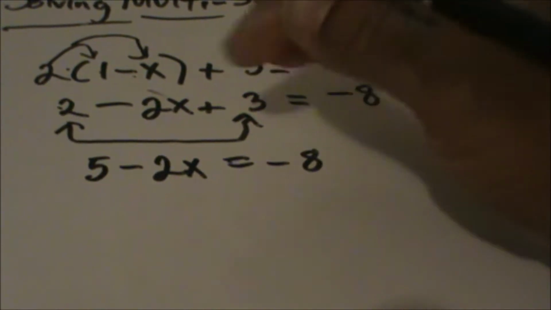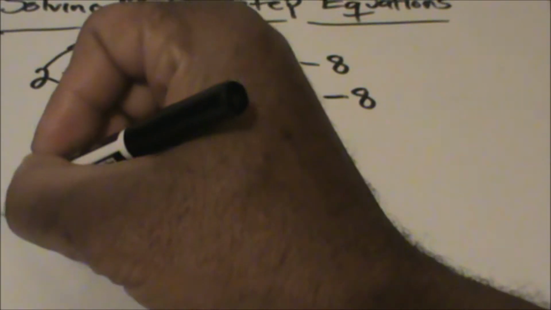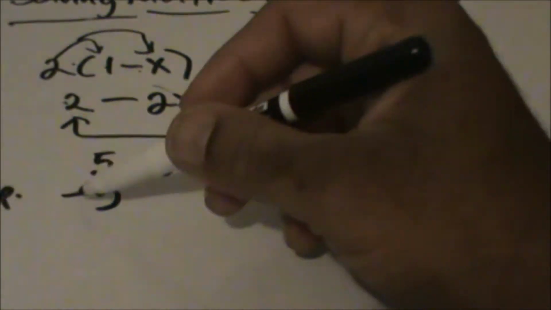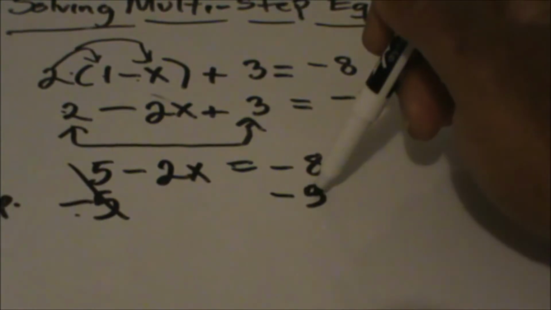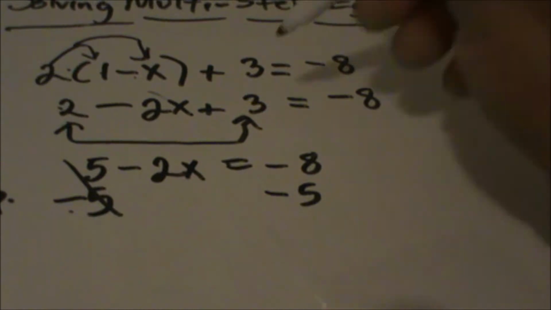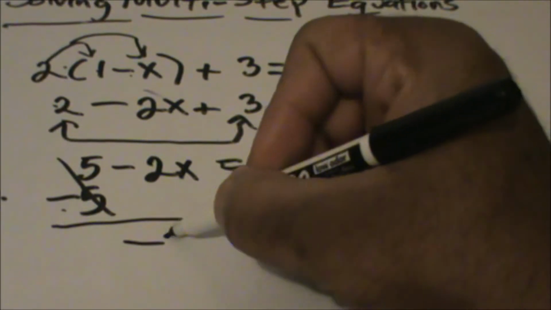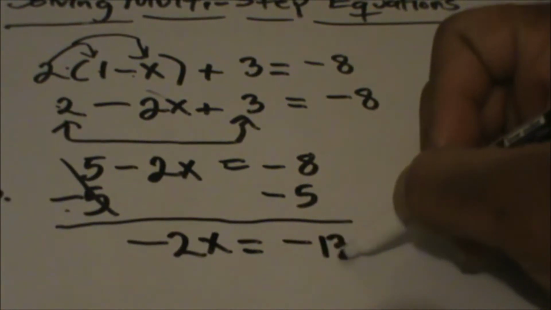So all we have to do is get x by itself. And we do that by subtracting 5. So we're going to use the subtraction property. Notice 5 here to cancel, and subtract 5 here, which is the number on the right side of the equal sign. We always do that. Alright, so we have negative 2x equals negative 13.